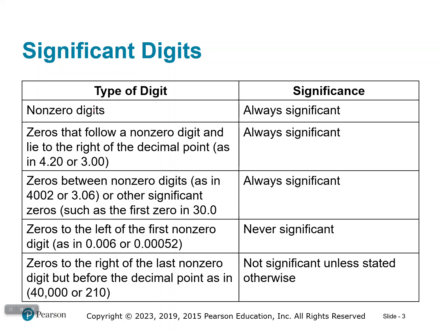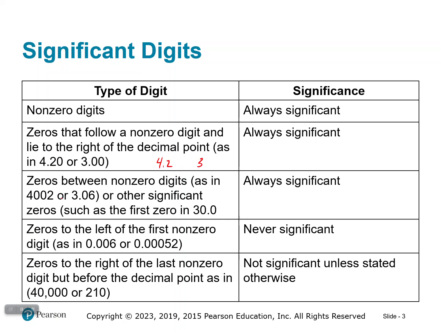All non-zero digits, so 1 through 9, are always significant. Zeros that follow a non-zero digit and lie to the right of the decimal point are always significant. If we put a 0 and it doesn't make any sense why I would have to put a 0 there, it's because it's a significant digit. Or else I would write 4.2 or just 3, if those were not significant, if they didn't matter.